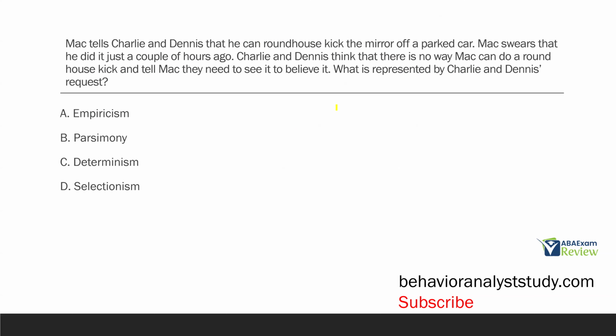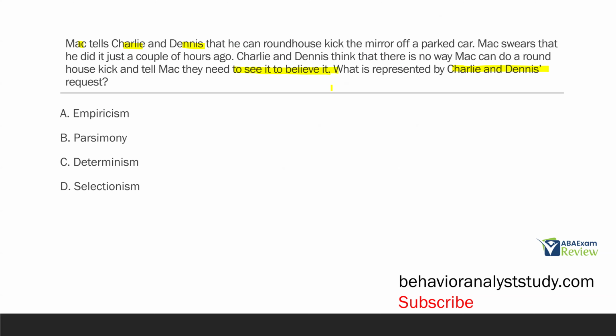A key part of our applied behavior questions is identifying who the question is asking about. Because here we have Mac, we have Charlie, and we have Dennis, and they're all doing things. The question wants to know about Charlie and Dennis's behavior. So what are Charlie and Dennis doing? Well, they're reacting to Mac's claim that he can do a roundhouse kick. Charlie and Dennis say there's no way. We want to see it to believe it.